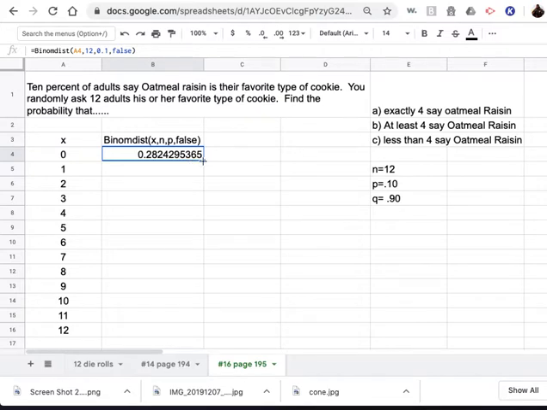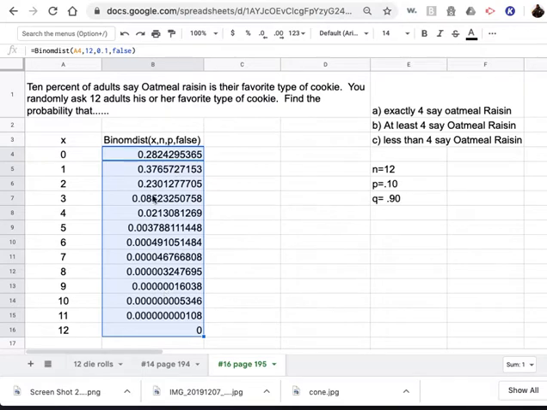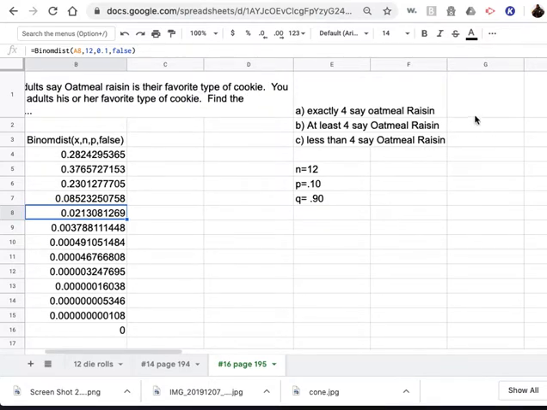If we want to fill this in very quickly, we could just drag this all the way down and get the probabilities for all of these individual X values. So the first question says exactly 4 say oatmeal raisin is their favorite. All we have to do is come over here to where X equals 4, and that is going to be the answer to that question. So we already have that one done. And we'll just slide over here and type it in. Our solution here equals 0.021.